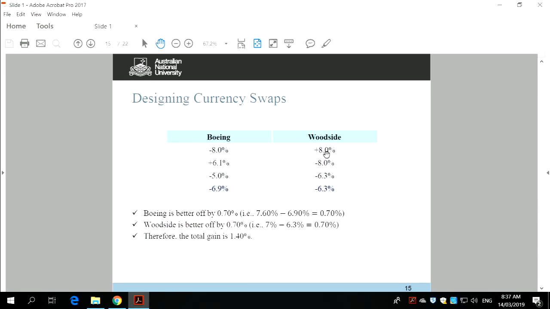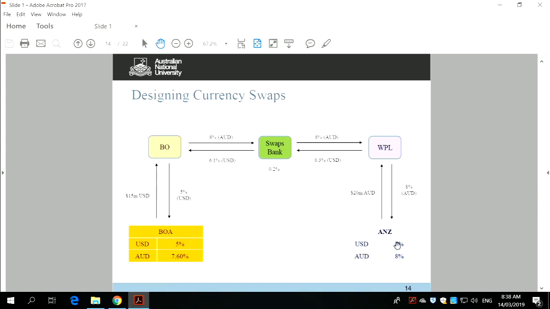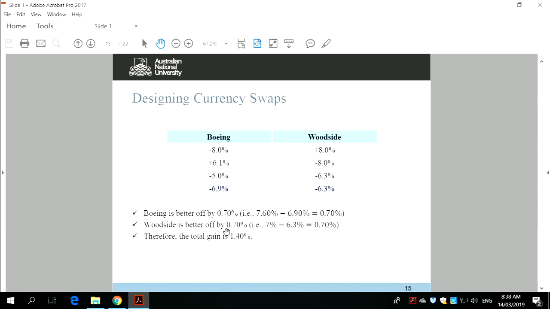Now look at Woodside Petroleum. Woodside Petroleum receives 8% from Boeing and pays 8% to ANZ, and also pays out 6.3% to Boeing. So what Woodside Petroleum is really paying is 6.3%. But 6.3% is 70 basis points lower than the lowest possible US dollar rate that Woodside can ever get. So Woodside is better off by 70 basis points. So the total gain is 1.4%. Does that make sense?